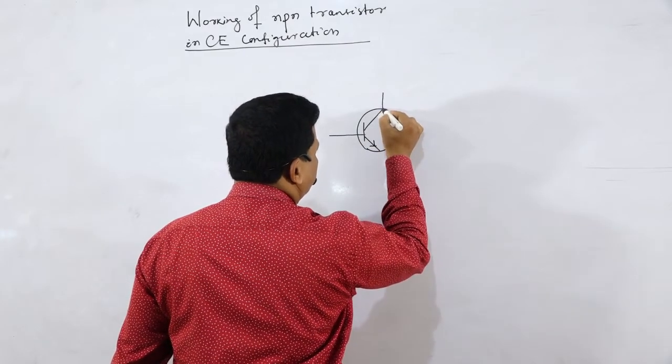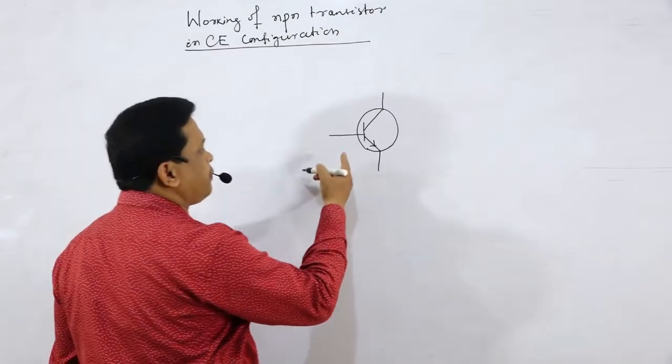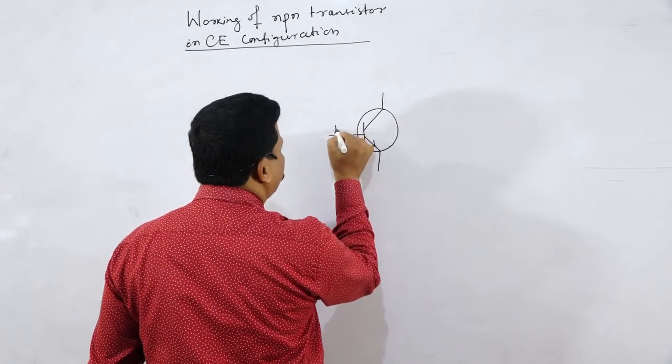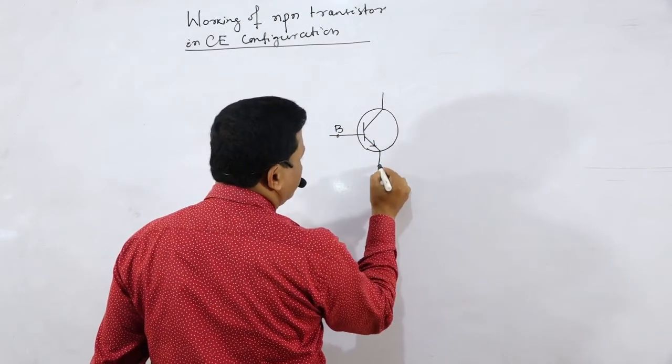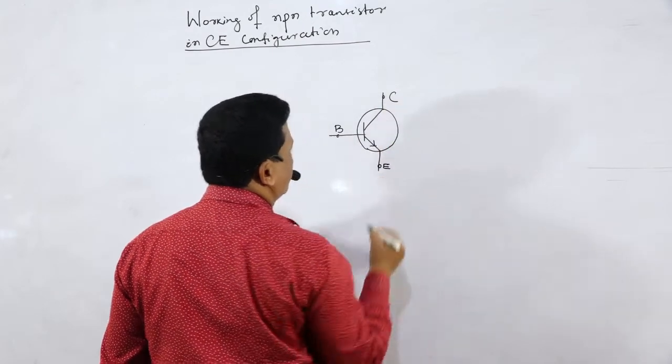So this is the circuit symbol of NPN transistor. This one is the base terminal. This one is the emitter terminal. And this one is the collector terminal.